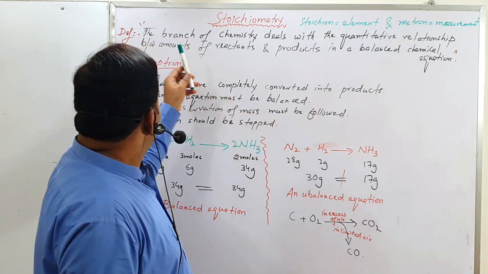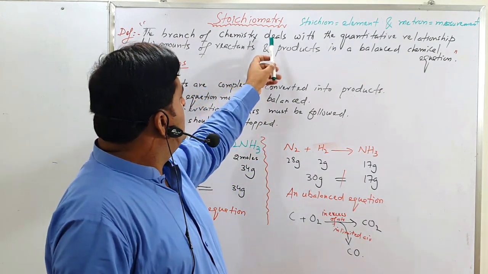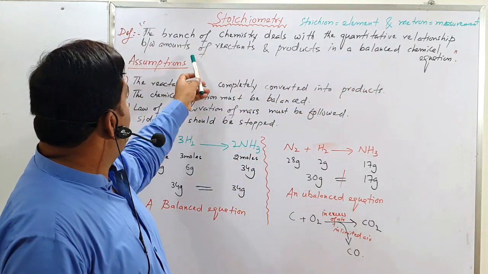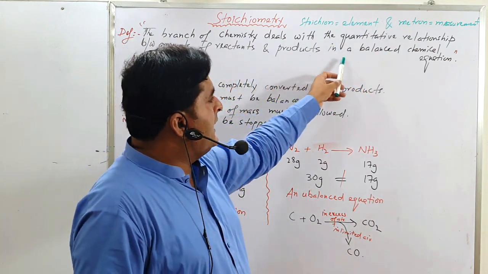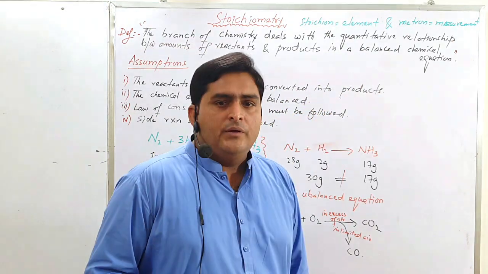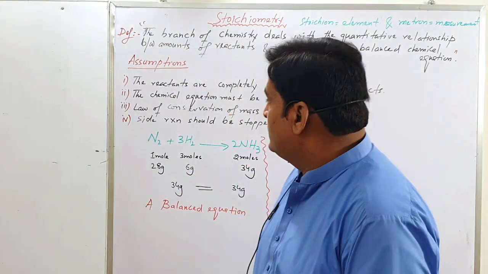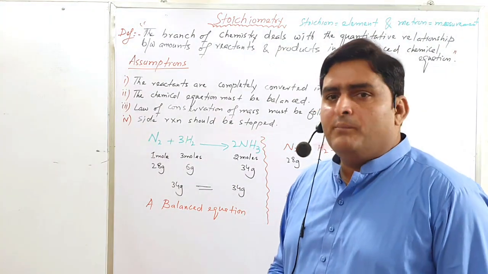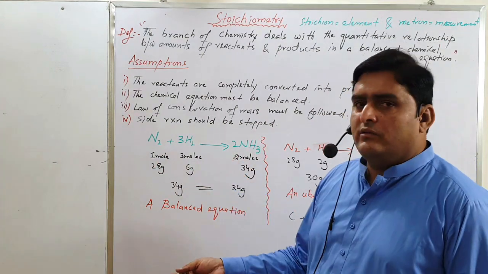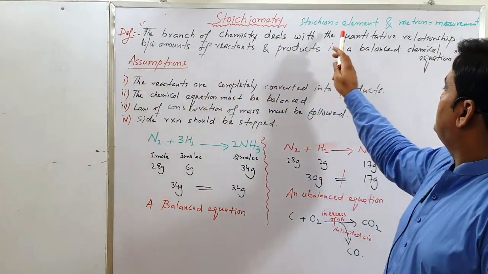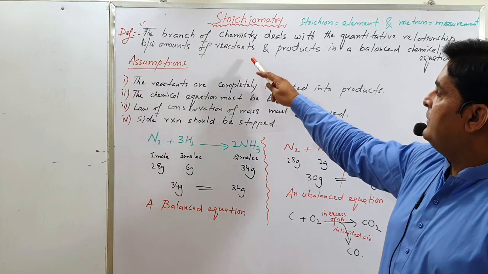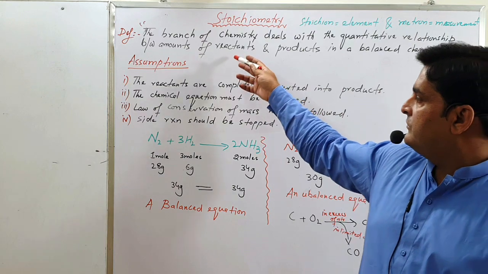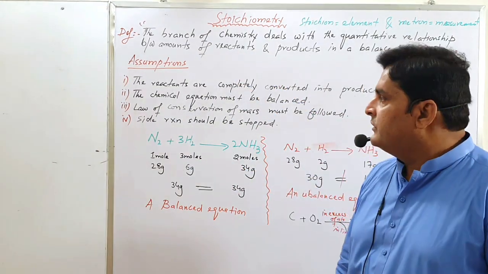Its definition is: the branch of chemistry which deals with the quantitative relationship between amounts of reactants and products in a balanced chemical equation. It looks a little bit complicated, but it is not complicated, it is easy. I'll make it easy. So, the branch of chemistry which deals with the quantitative relationship between amounts of reactants and products in a balanced chemical equation. We will discuss this definition in the following examples.